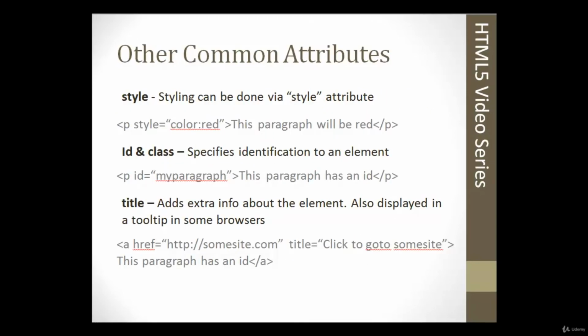So we have some other common attributes. The style attribute is a big one. The style attribute will allow us to design the layout and the look of certain elements on the page. And here we have an example. We have a p tag, which is a paragraph tag, wrapped around the text. This paragraph will be red. And we have the style attribute, which is the name, and then we have the value, which is color red.